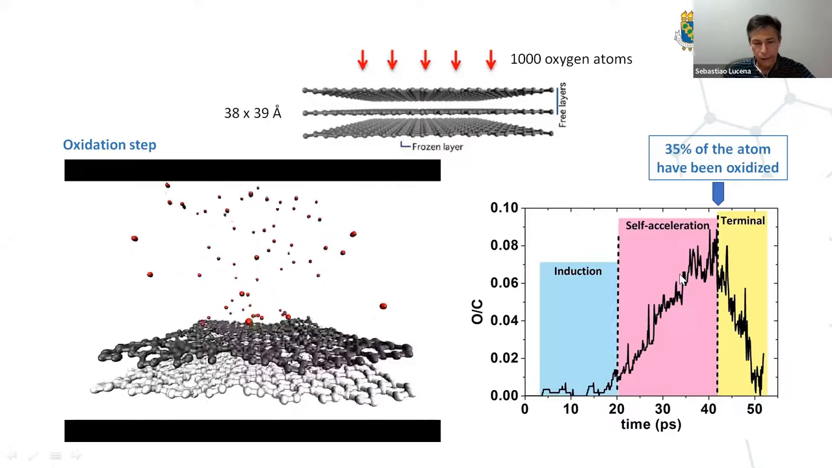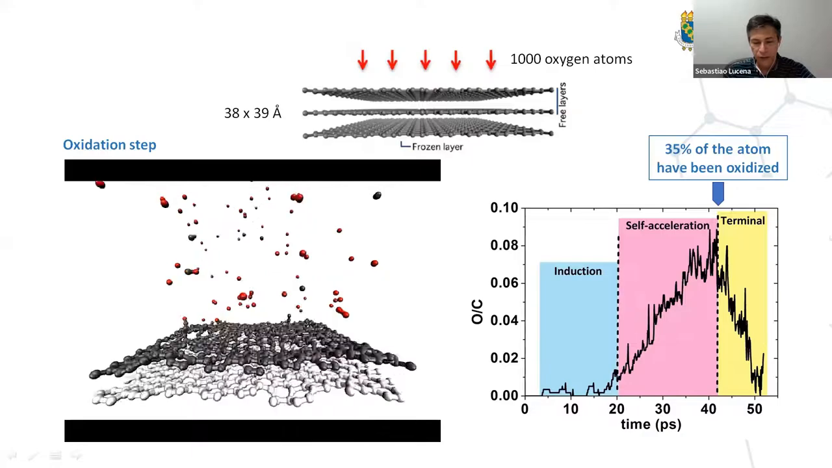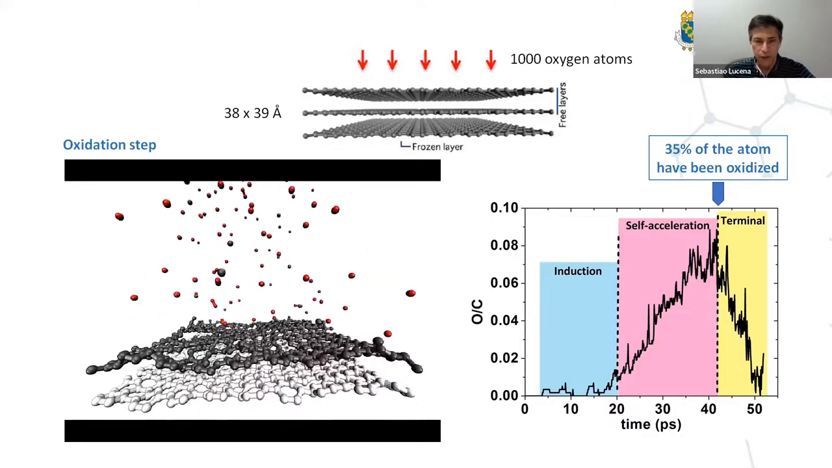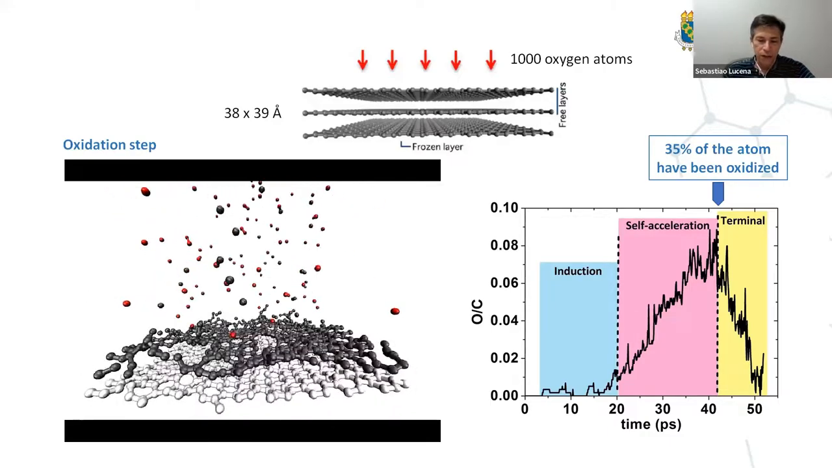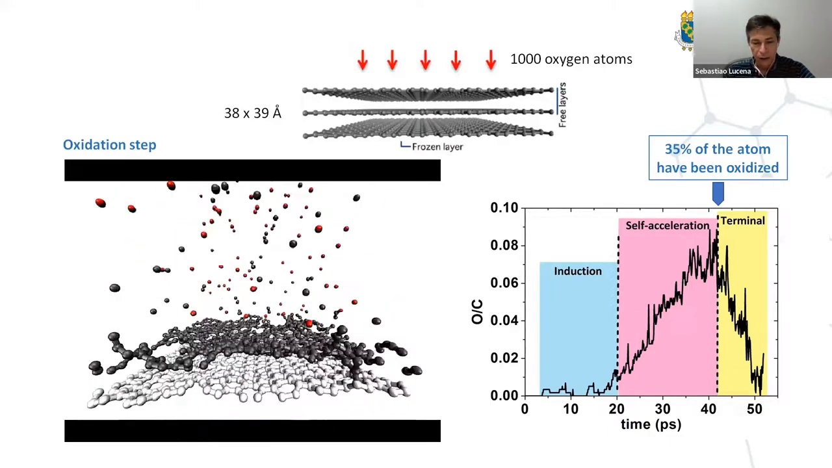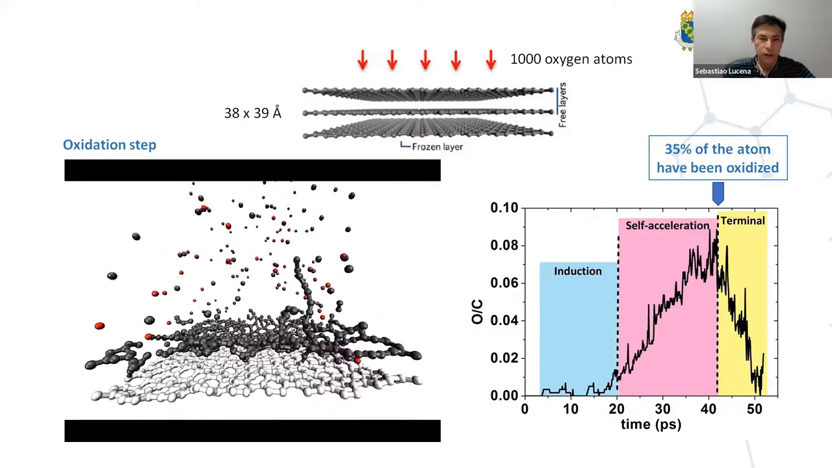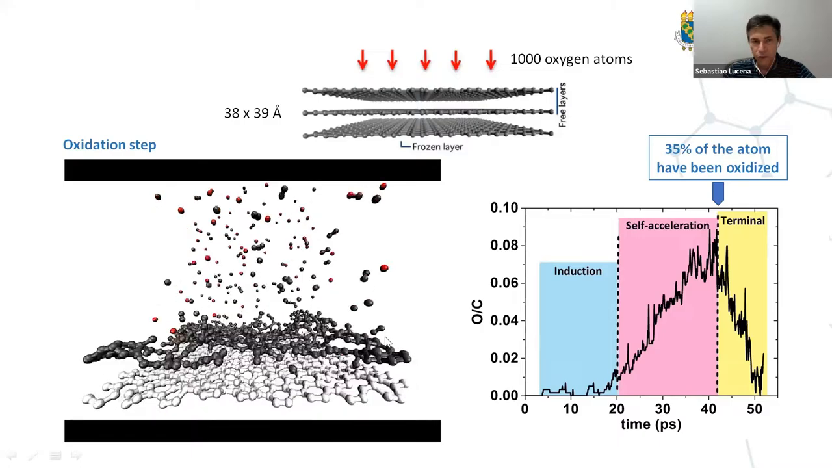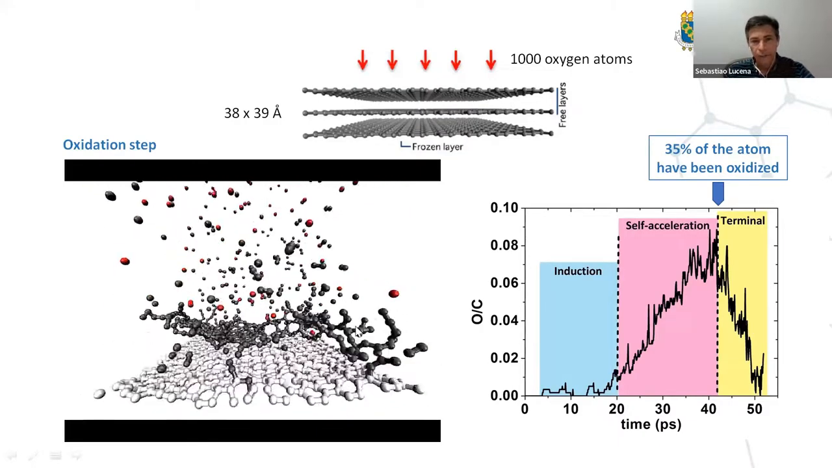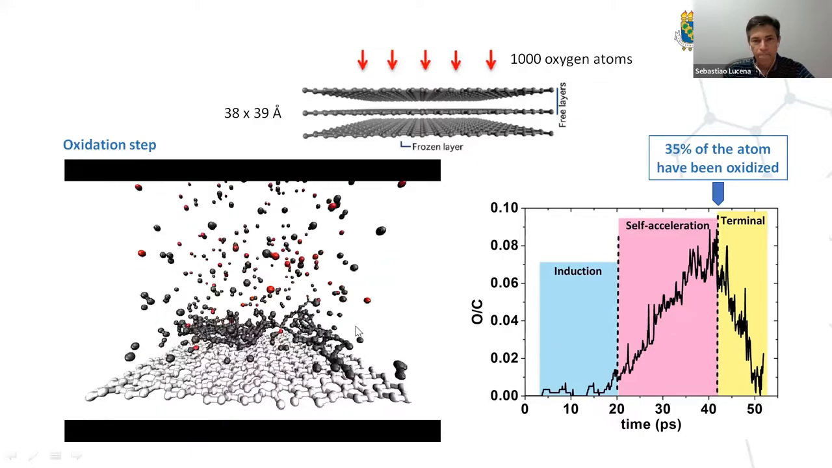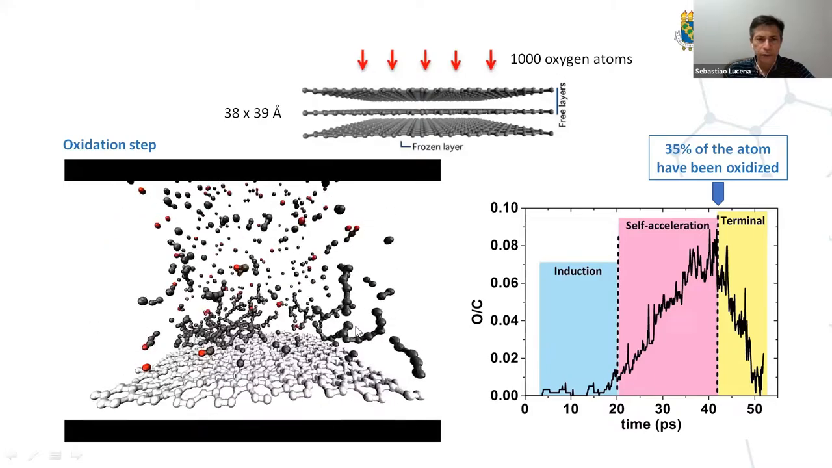Finally, the terminal phase starts when approximately 35% of the carbon atoms were consumed. We believe that once the material enters the last phase, the reaction cannot be stopped. This will bring consequences in the multi-kernel modeling that we will discuss further ahead. Now the movie is the terminal phase. You see that the sheet of graphene will also be consumed.